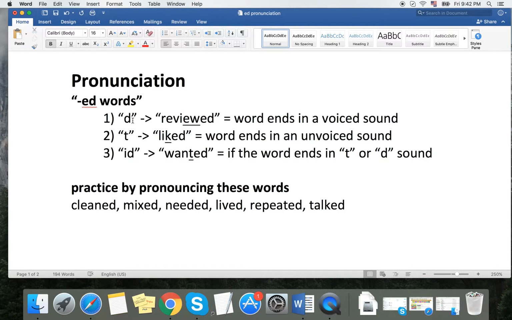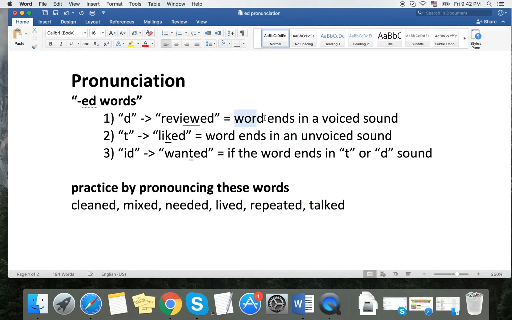So basically, you have three ways to pronounce the ed that ends these words. You have a d sound, you have a t sound, and you have an id sound. Okay. I know that these are not the phonetic symbols for the sounds, but I just want to keep it really simple, and so I kind of wrote it out just how they look. And so let's look at the first one, the d sound.